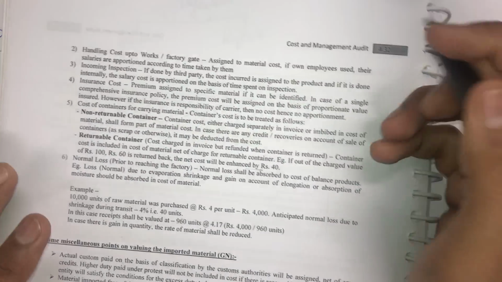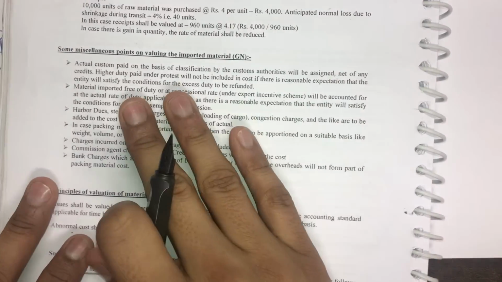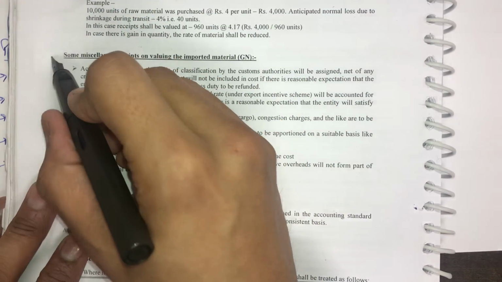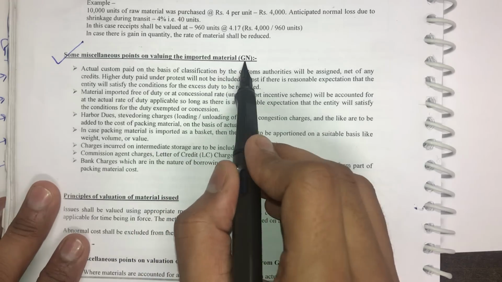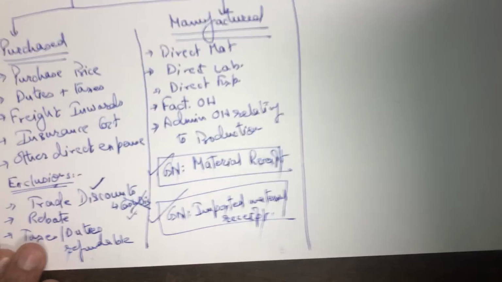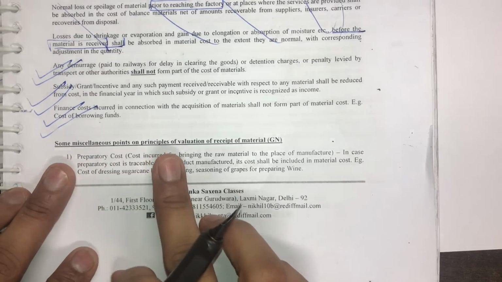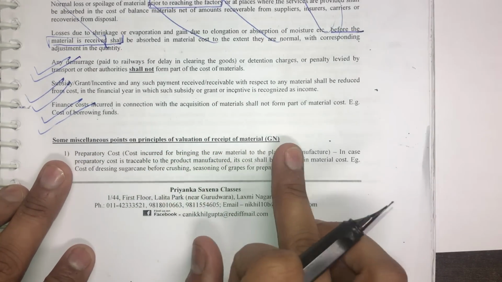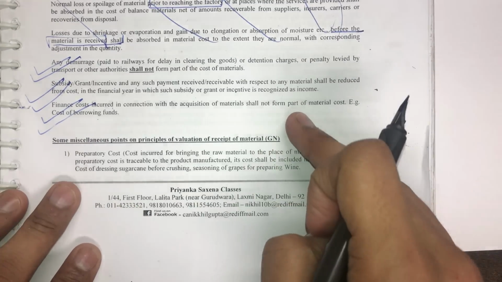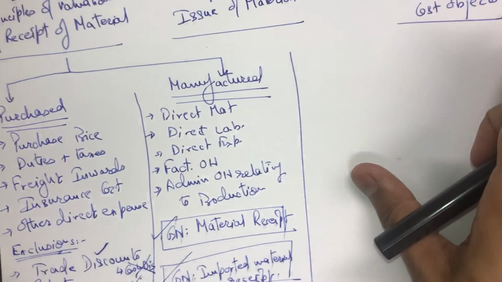In the book, these guidance notes have been discussed on page number 4.32. You must have the book, and on page number 4.32, you have some miscellaneous points on valuing the imported material, which is referred to by the guidance note. Similarly, there's a guidance note on valuation of receipt of material. So on page number 4.31, we have discussed some miscellaneous points on principles of valuation of receipt of material. This is the guidance note which has been discussed. You have to study all these provisions from this guidance note. All right, sir. So this is the first aspect of our cost accounting standard.